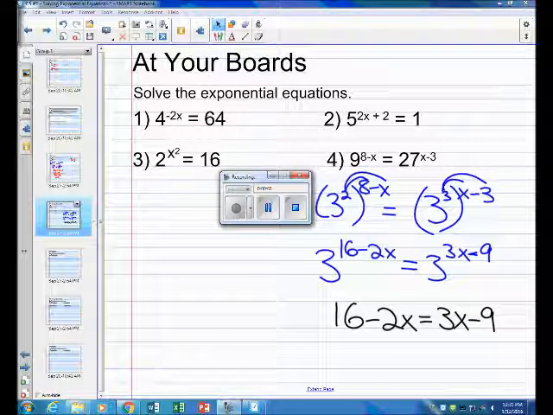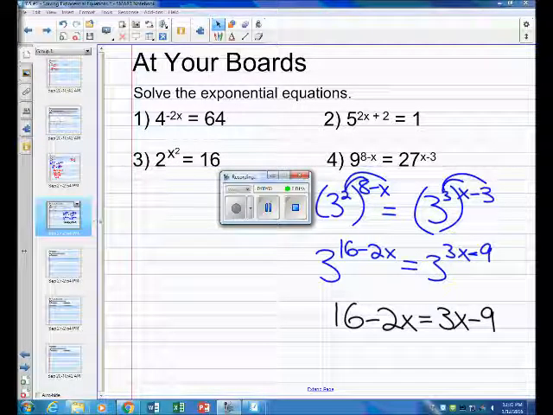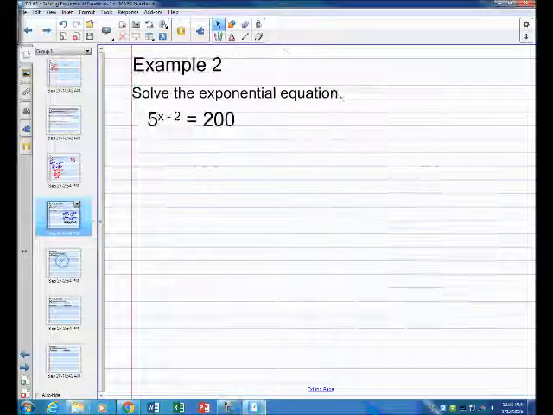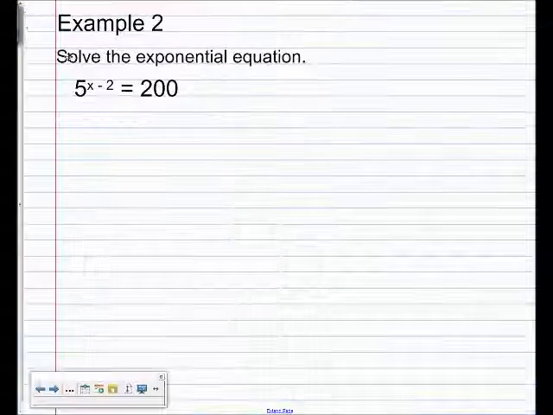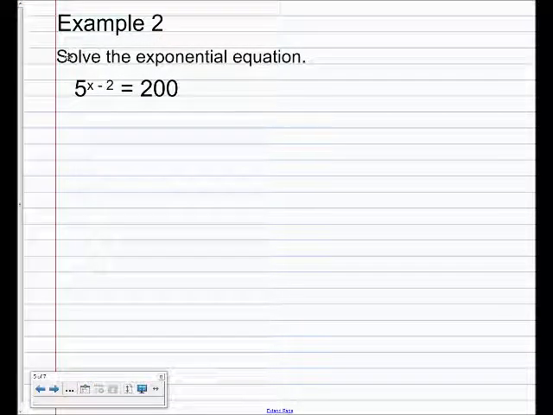So we're going to talk about what to do when the bases cannot be written using the same number. Okay? So if you look at the next example, can you rewrite 200 using a base of 5? Possibly. Yes. Okay, what is the number? 5 to what power gives you 200?